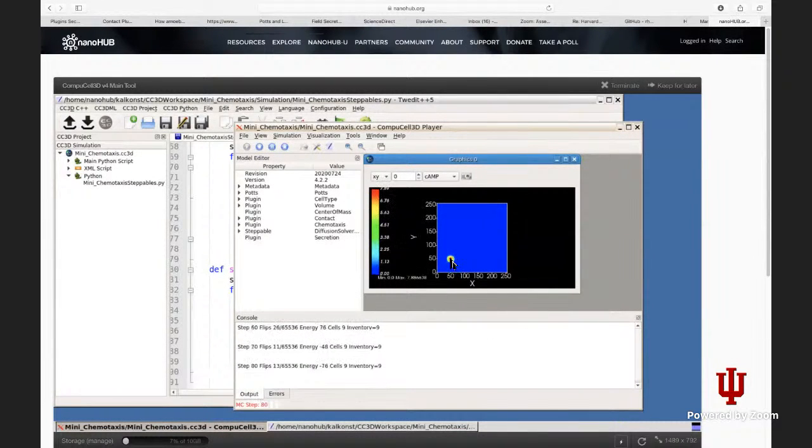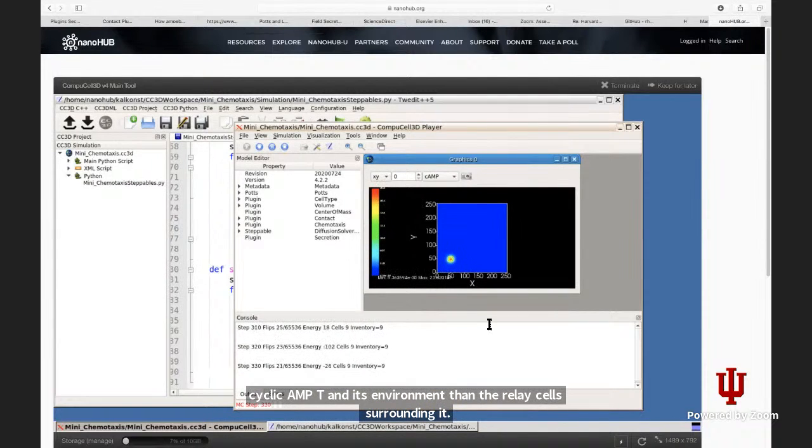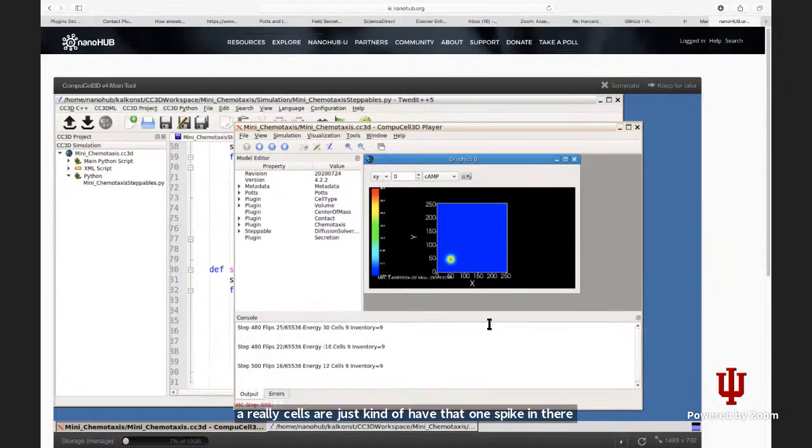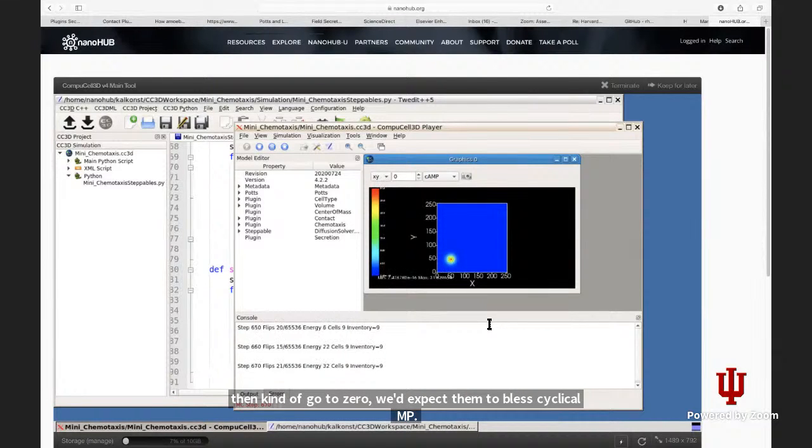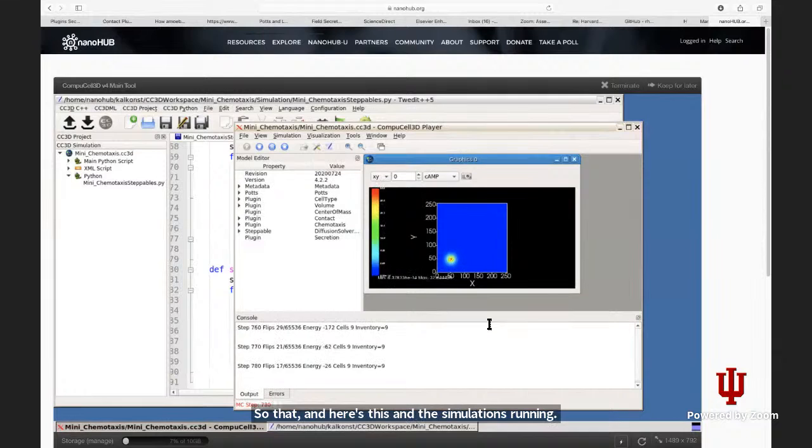we see that the middle oscillatory cell has more cyclic AMP in its environment than the relay cells surrounding it, which is kind of what we're expecting because the oscillatory cells in the model will end up being the sources of cyclic AMP. And because the relay cells are just going to have that one spike and then kind of go to zero, we'd expect them to have less cyclic AMP. So that's my update. I think that shows the cyclic AMP is working.